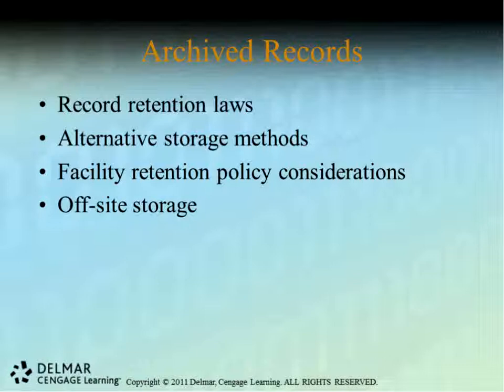And then you have optical imaging that can be used. So there are different methods that an organization can use if they need to store those records. And a lot of the electronic things that they have now take a lot of that physical space out of the picture. You don't need all of that as you would with paper records.